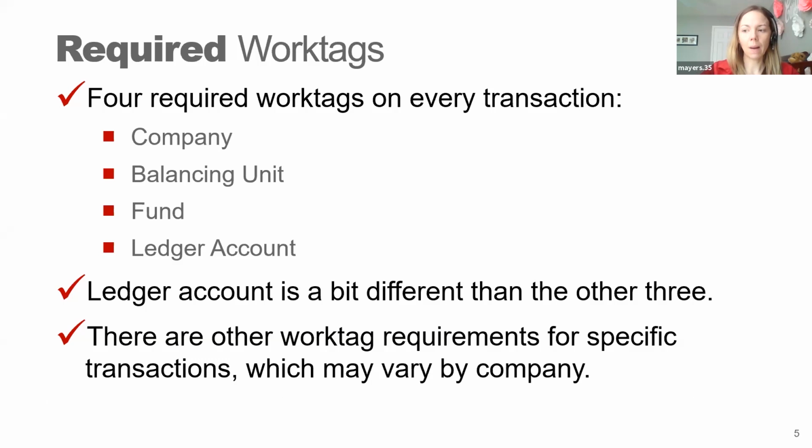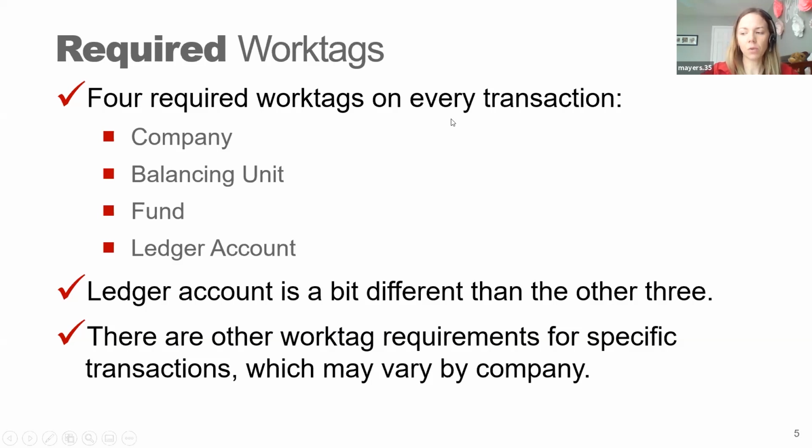Those work tags are company, balancing unit, fund, and ledger account. Ledger account is a bit different from company, balancing unit, and fund. That's because you only select ledger account on journals. On operational transactions, it's the spend and revenue category that drive the ledger account through something that's called the account posting rule. This makes the spend and revenue category required so that the system can determine the correct ledger account.